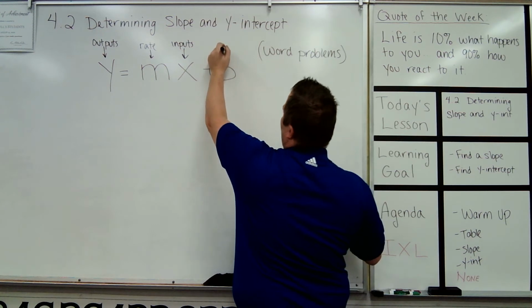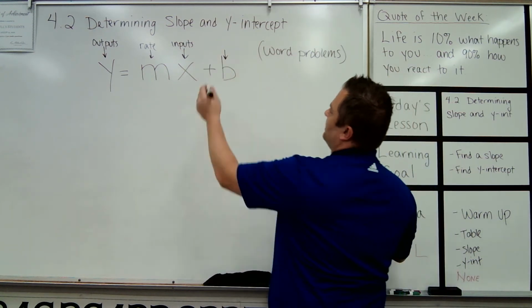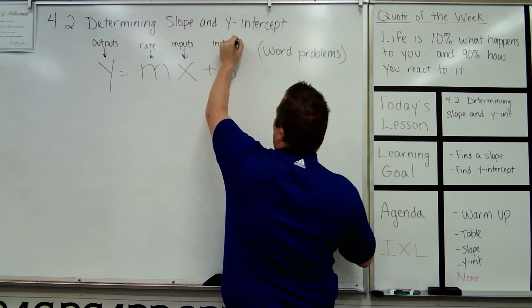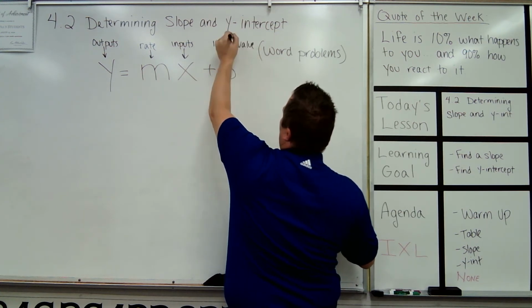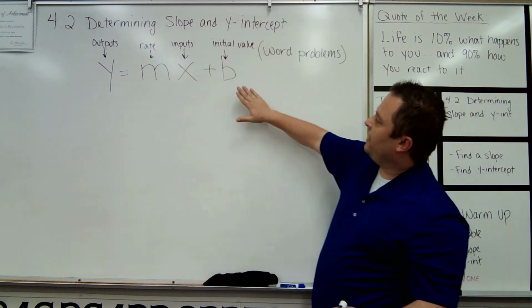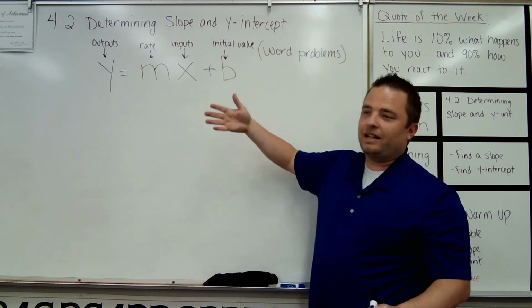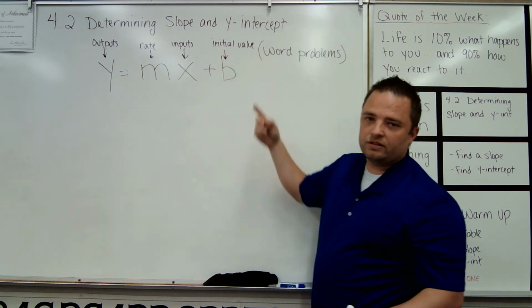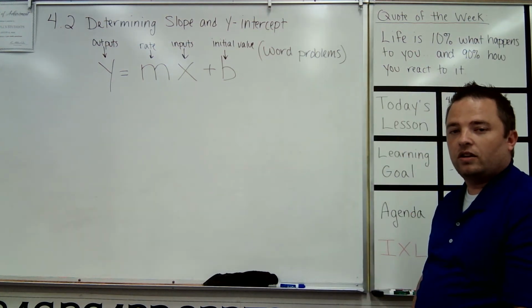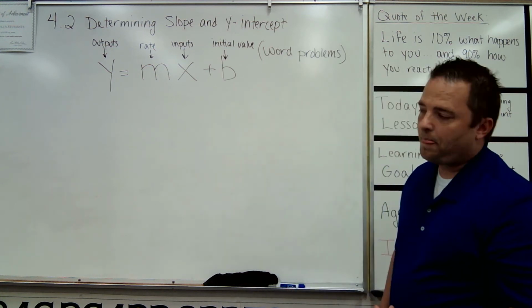The new entry into our word problem setting is this thing called an initial value. What that basically means is, where are you starting? If it's 0, we started at 0. If it's 10, we start at 10. Where do we start? In the example that we did in the video, we started at $20. So this b would be a 20.